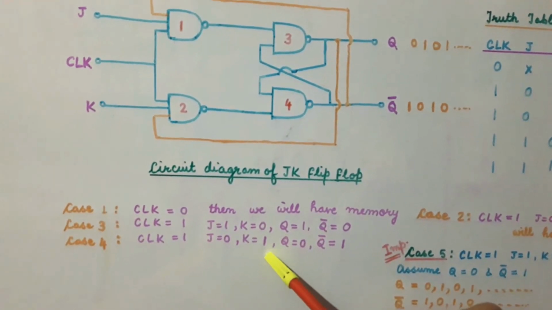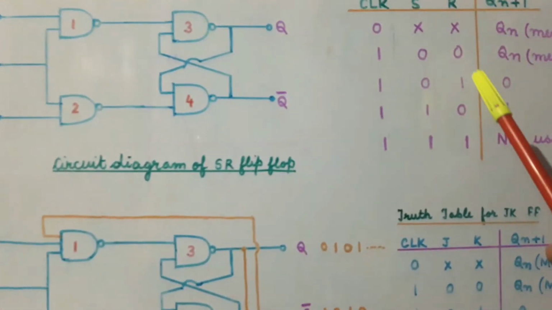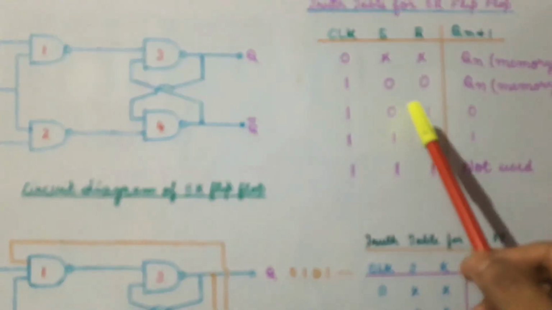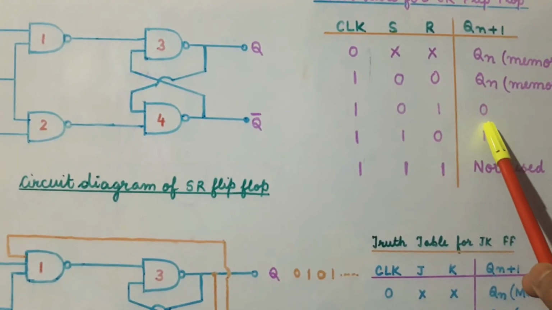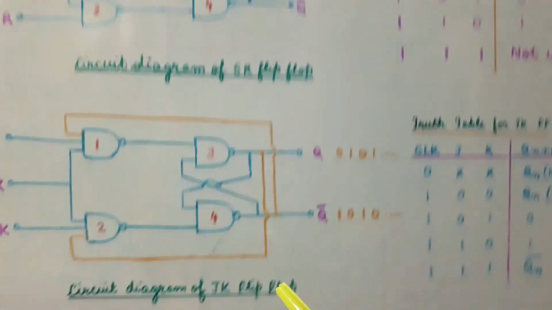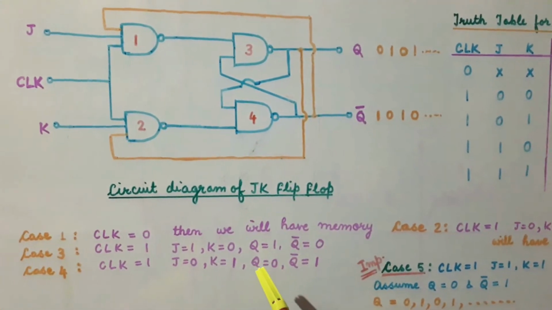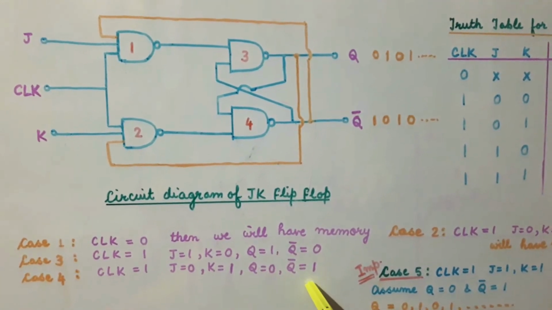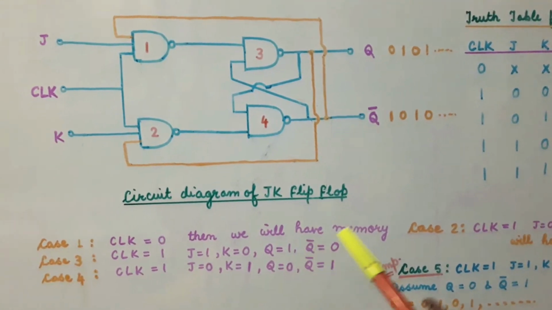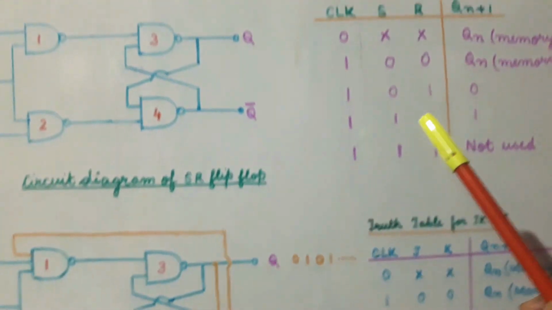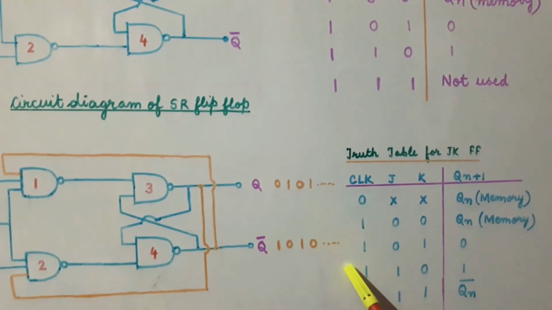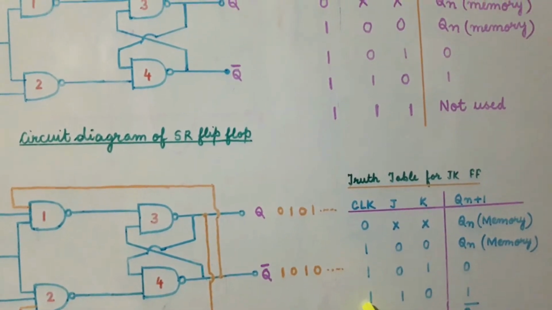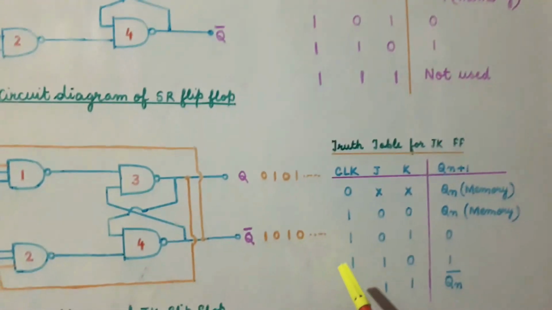is 1. Now from the truth table of the SR flip flop we find that when the value of S is 0 and R is 1, the value of Q is 0 and Q complement is 1. So in this case also we will get the value of output Q as 0 and Q complement as 1. So we find that all these 4 combinations till here are similar to the truth table of the SR flip flop.